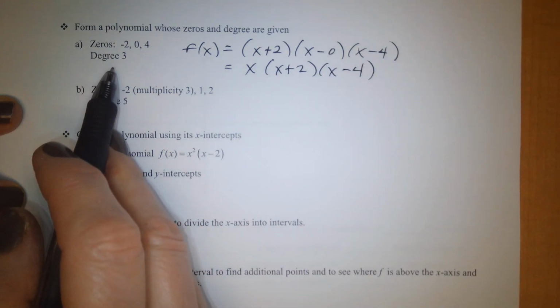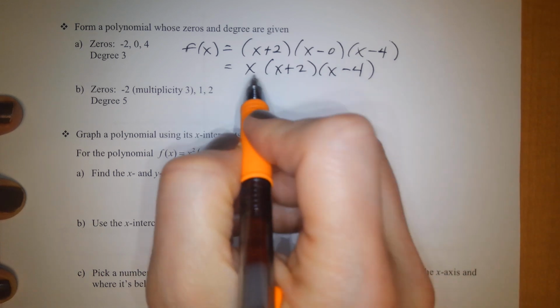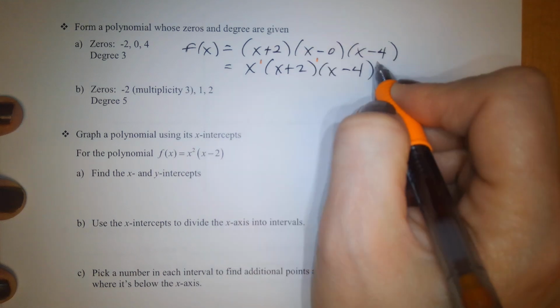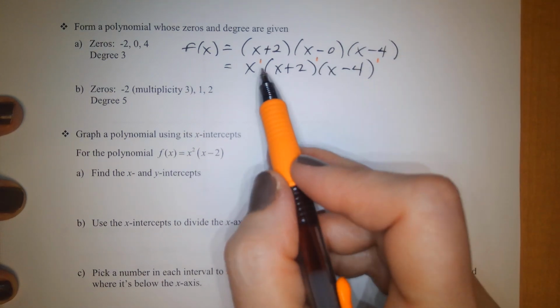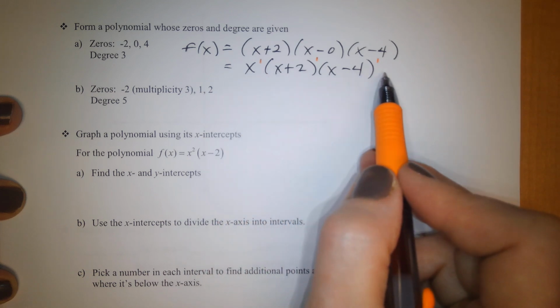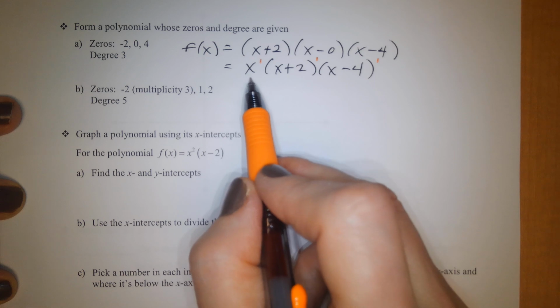Now, it also says it has to have a degree of 3. Well, this already has a degree of 3. Since this x is to the first power, this x is to the first power, and this x is to the first power, that has a total degree of 3. If I multiplied and FOILed all of this out, I ultimately would have an x to the third power as my first term.